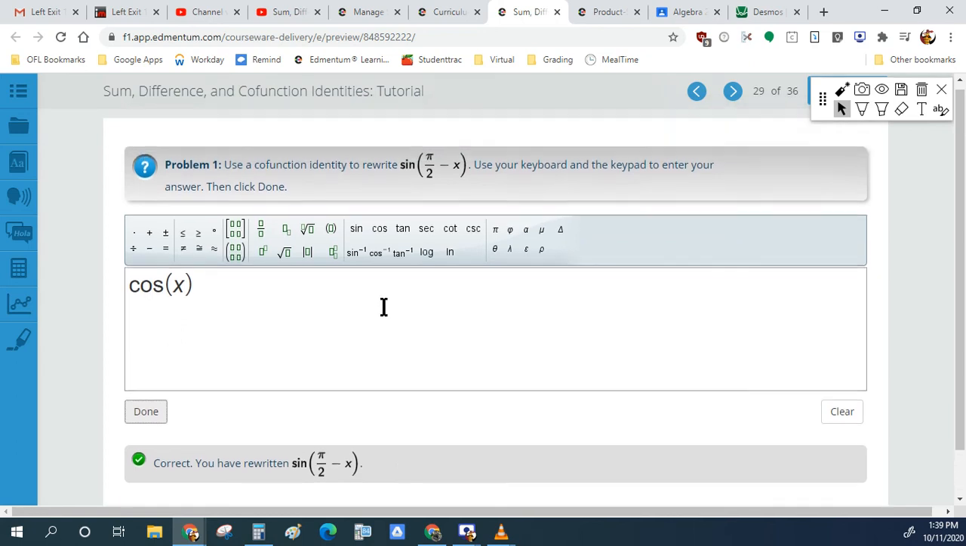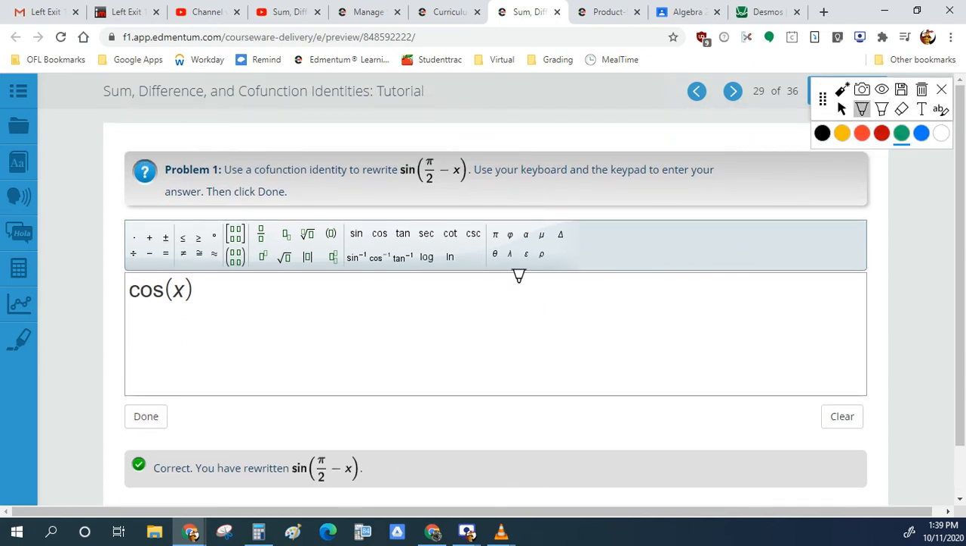So yeah, because they're cofunctions, what's happening here is I already know that pi over 2 is 90 degrees. So this is already saying sine of 90 degrees minus x. And from what I learned in that last one, I'm not going to get tricked again. And I'm saying this is my theta. So instead of saying 90 minus theta, I'm just going to switch this to cosine.